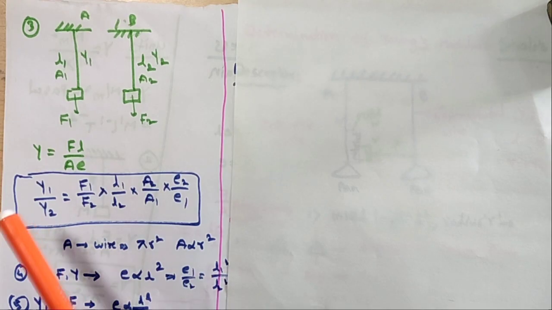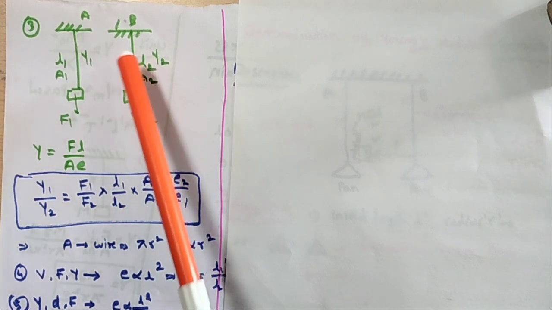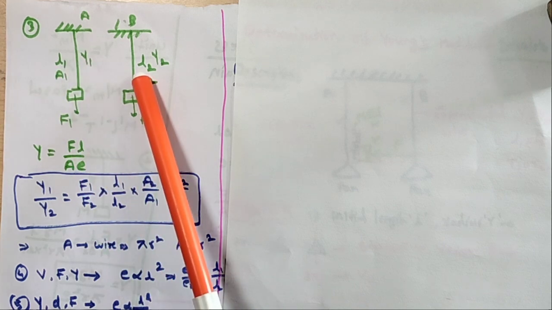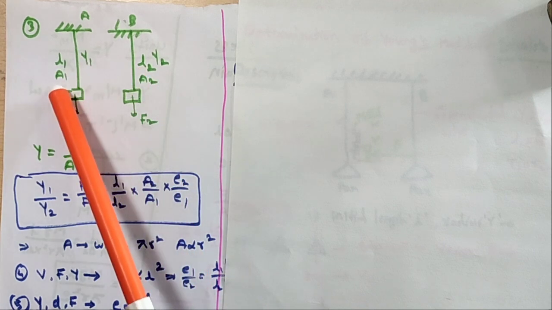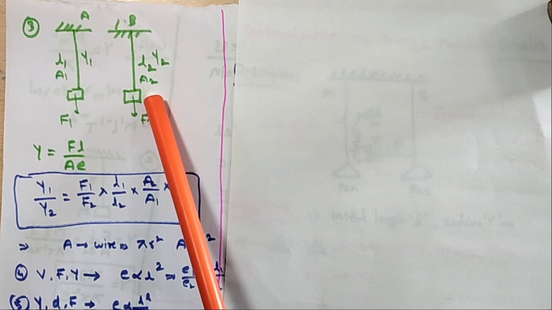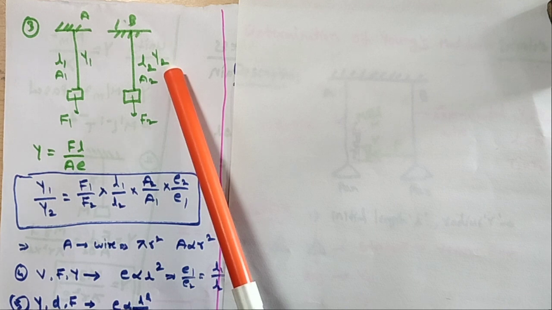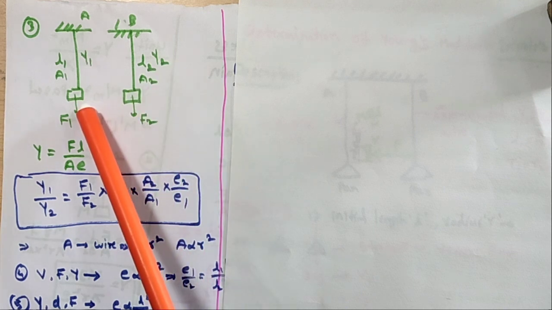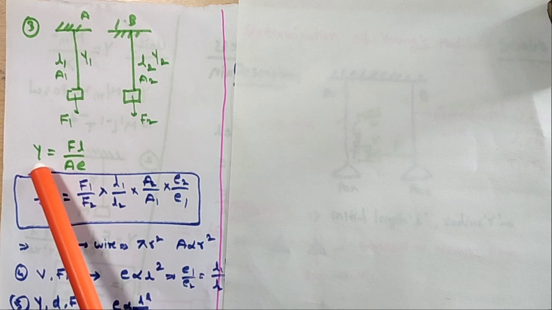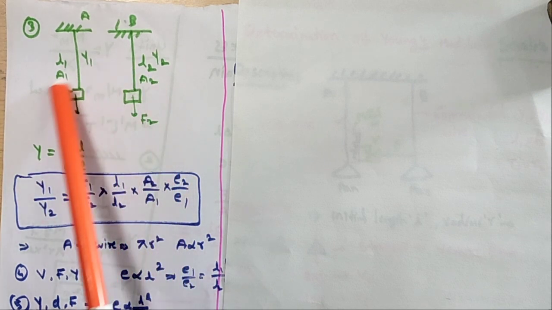Next point, let us take two wires. A is one wire, B is the other wire. The first wire has length L1, the second wire has length L2. The first wire has cross-sectional area A1, the second A2. The first wire has Young modulus Y1, the second Y2. The forces acting are F1 and F2. We know that Y is equal to FL by Ae. Here two wires are given.